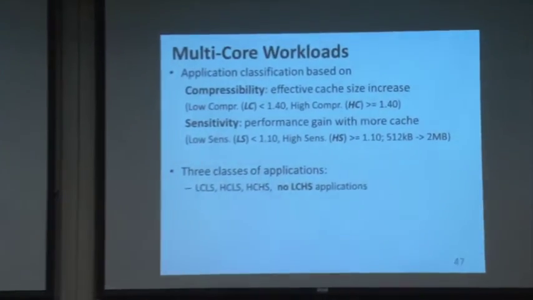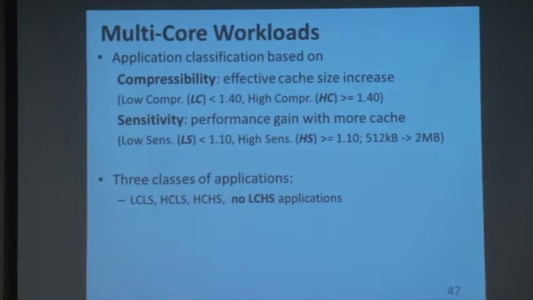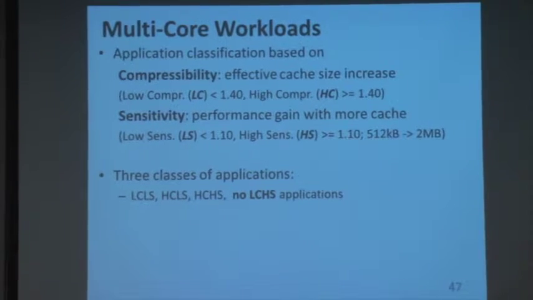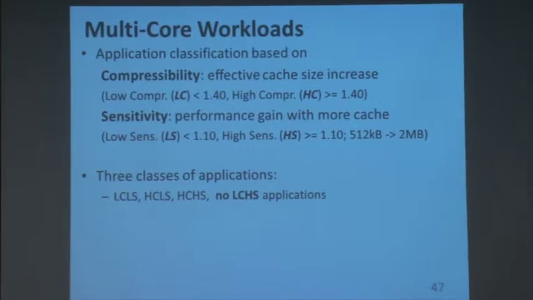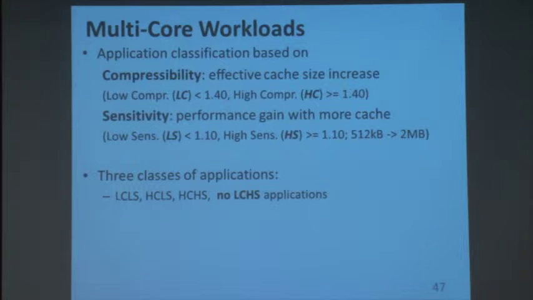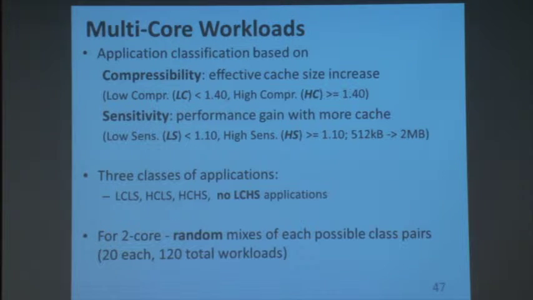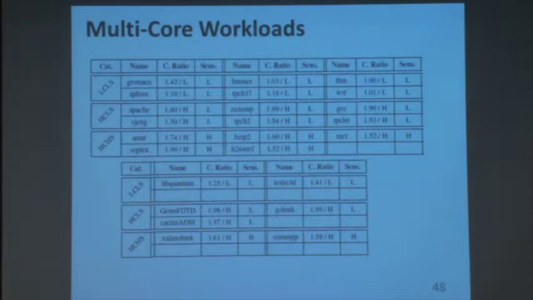I found that there is no application of the type low compressible, high sensitive. The intuition is that if you have a large working set, you're probably sensitive to the cache size because you need to store that big data set. And because you have this big data storage, there is probably something in common between the data, which means it has some kind of compressibility. So typically, if you're sensitive to the cache size, you also have a big working set, and that probably means there will be some compressibility. Not always, but for what we observe in our applications. So that's the classification from the paper, and every application was classified.